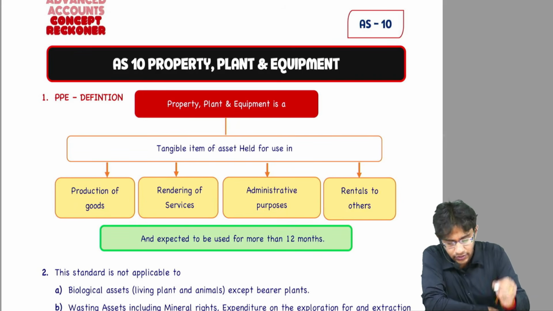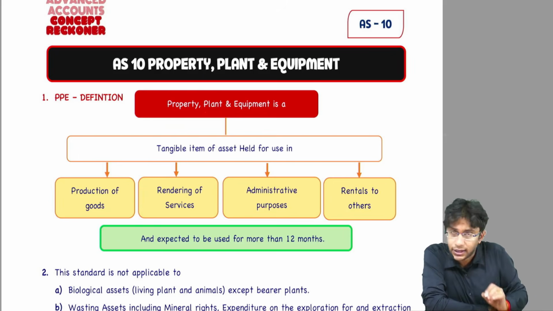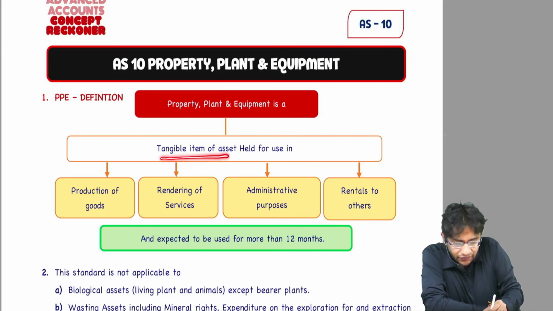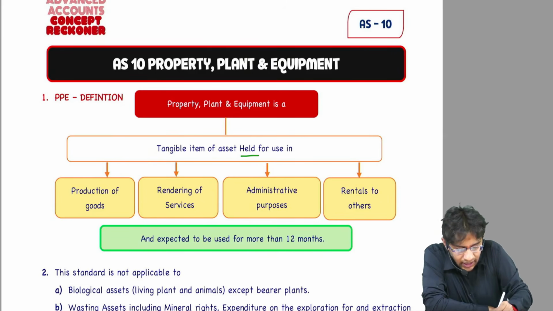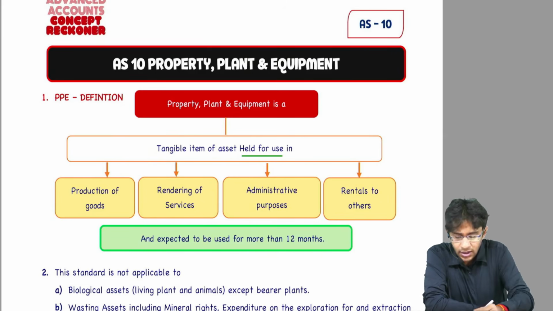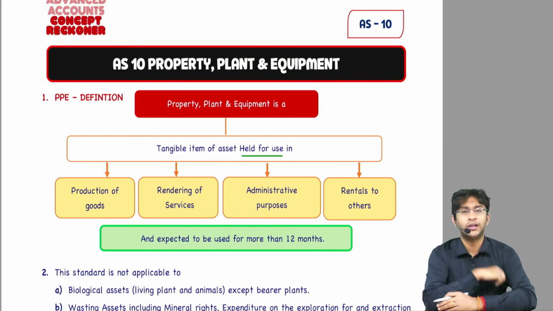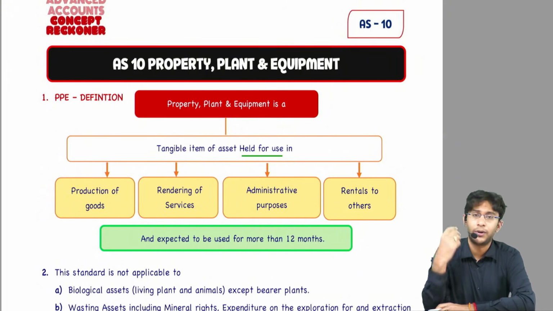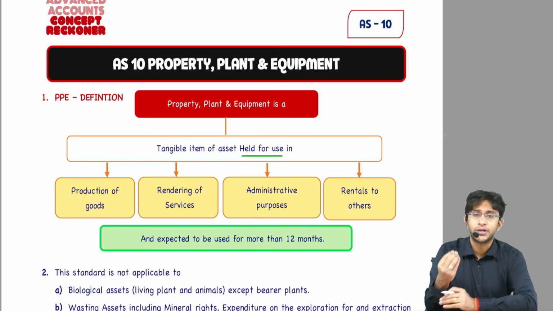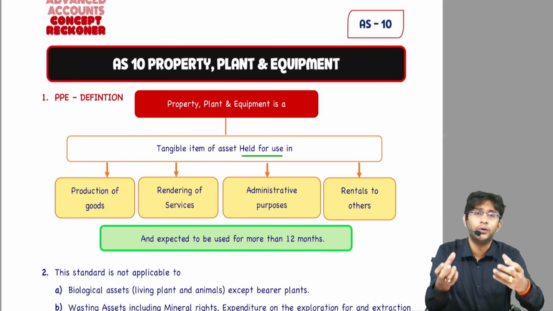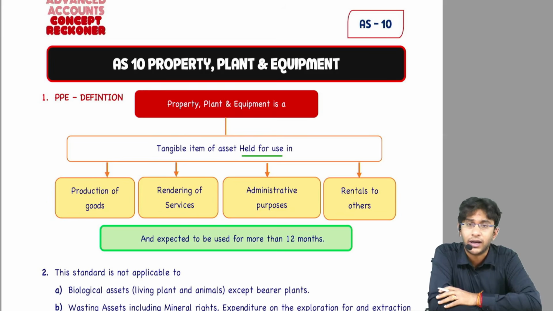Now let's see the definition. Property, plant and equipment is a tangible item of asset held for usage. The most important term here is held for usage. Sir, how can I use this? You can use it in 4 ways. For production of goods. For example, you have plant and machinery. Plant and machinery is used for production of goods. So that is one utility. Case 2, rendering of services.